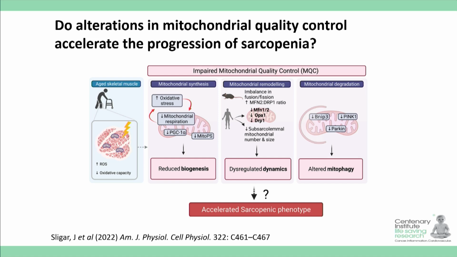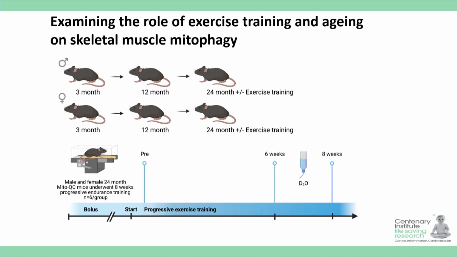And there's some information around mitochondrial degradation, and again, changes in these markers or drivers of mitophagy. So we took our MitoQC mice, and we've got an aged colony of both male and female MitoQC mice. I'm going to show you data from 3 month, 12 month, and 24 month. And then James, for his PhD, has trained the 24 month mice for 8 weeks. This is slightly different: these aren't wheel runners, this is just treadmill running. They've done 3 times a week on a treadmill for 8 weeks at progressive intensities. So we've got pre and post at 6 weeks, and then we labeled them with D2O for the last 2 weeks, up to 8 weeks.